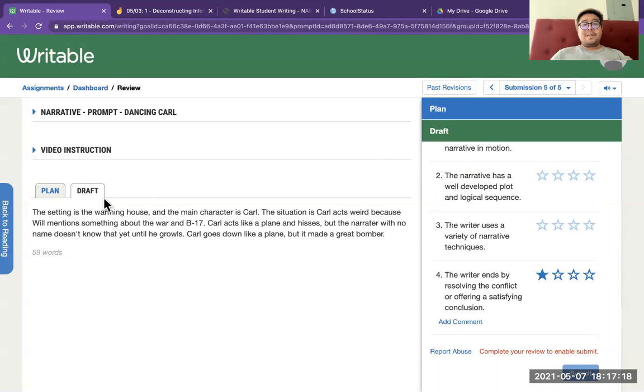But again, you need that T-chart. Make sure you have that T-chart next to you when you're writing, because you need to be able to check off those things. All right, that's it. That's a lot. I'm going to stop now, and then I'm going to go over not Dancing Carl, the narrative quick write, in another video.